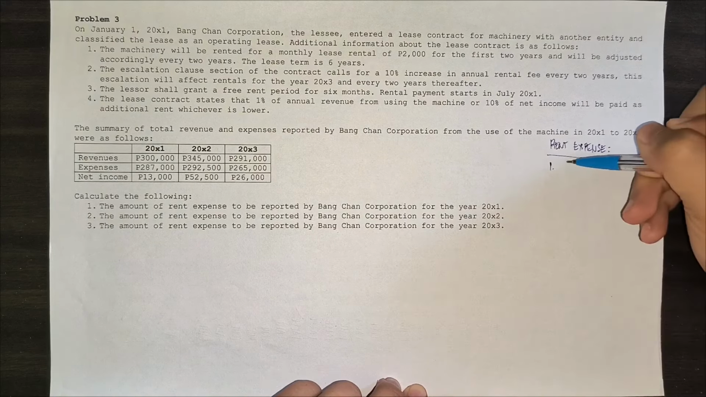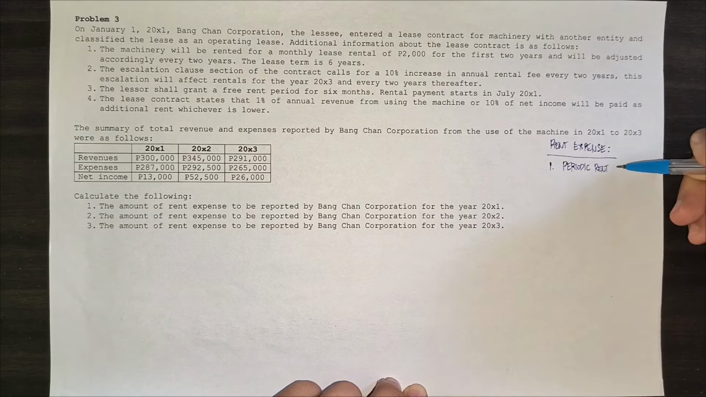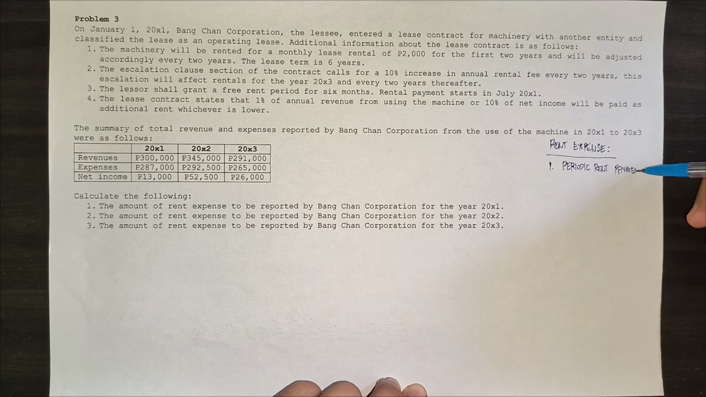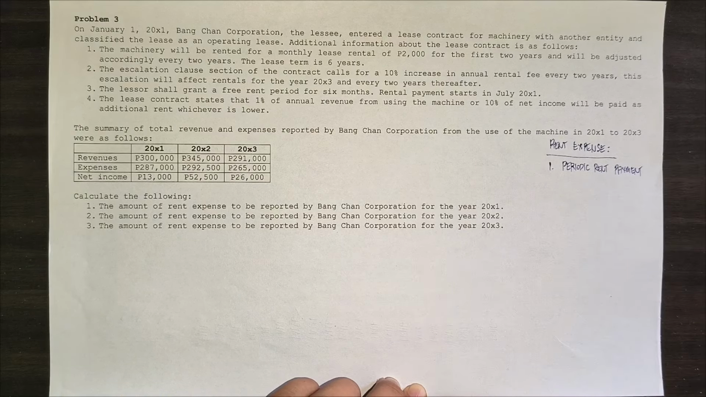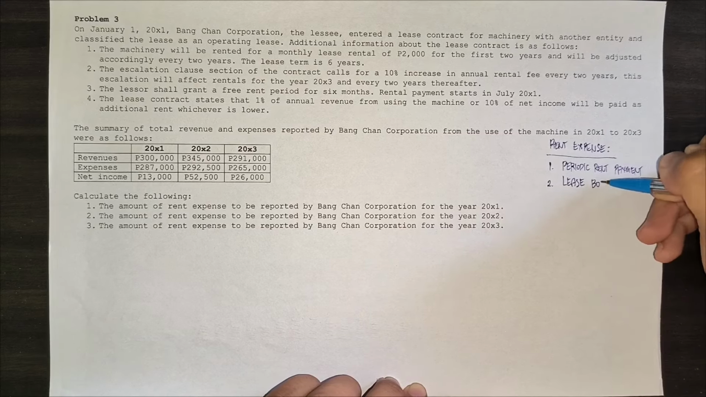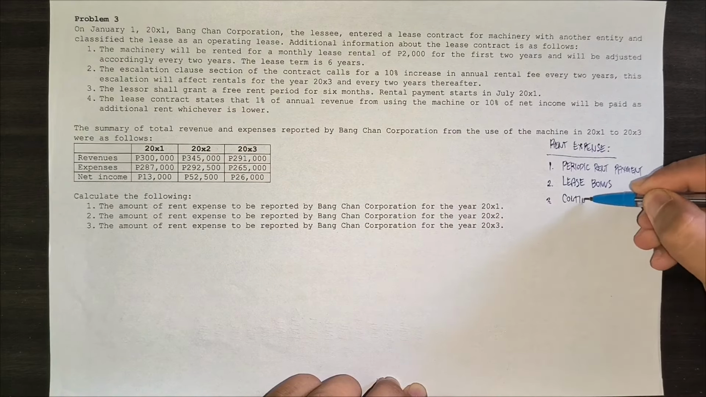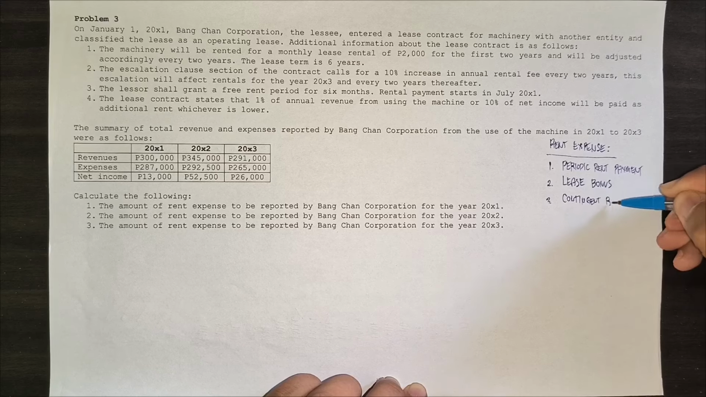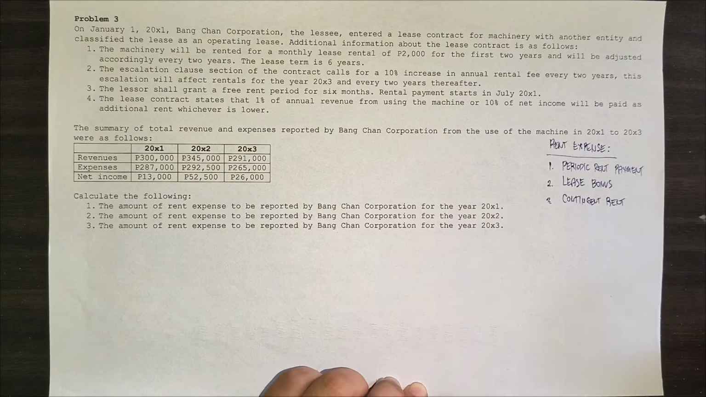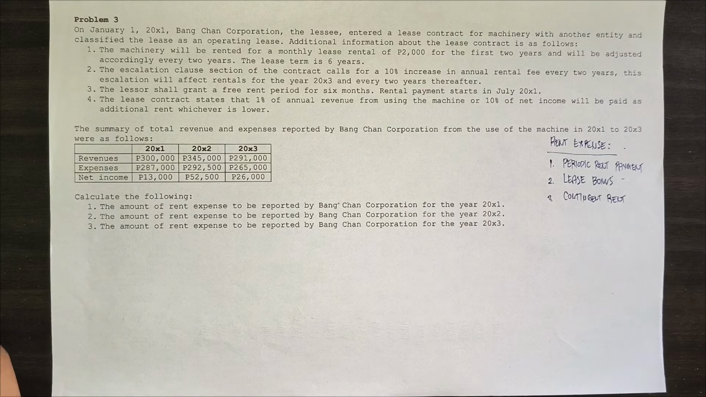Ayan. Number 1, so, syempre, yung periodic rent payment. Adjusted for lease incentives. Okay? Number 2, we have lease bonus na ina-amortize natin over the lease term. And number 3, yung tinatawag nating contingent rent. So, yung rent expense dito sa operating lease model is composed ng tatlong ito. Yung aggregate ng tatlong yan, yan yung rent expense sa operating lease model.